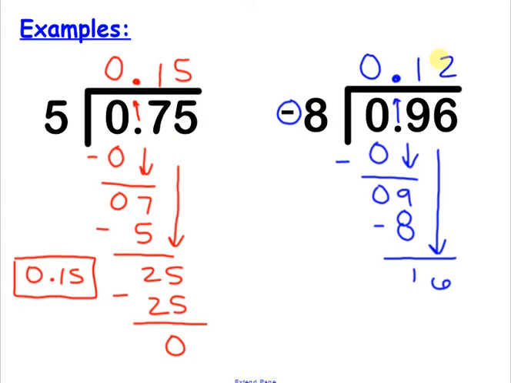8 goes into 16 2 times. 2 times 8 is 16. Subtract. 16 minus 16 is 0. Now, I have 0.12, but I also have a negative or positive divided by a negative. So my answer is going to be negative 0.12.